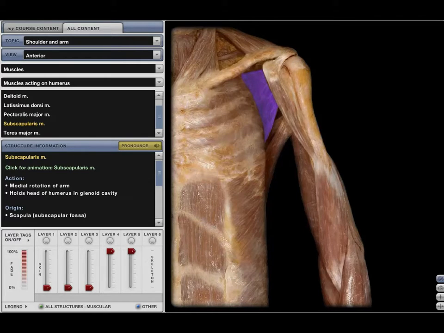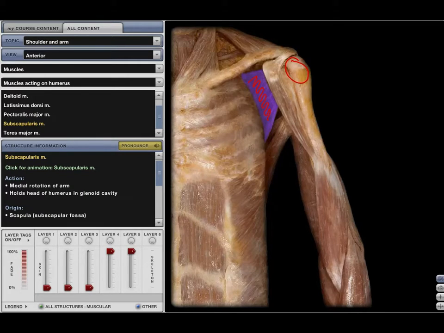So if we think about the scapula as lying on your back, this muscle is going to be underneath the scapula, so we call it the subscapularis muscle. It originates in a sort of concave depression here, called the subscapular fossa, and it inserts just about here in what's called the lesser tubercle of the humerus.